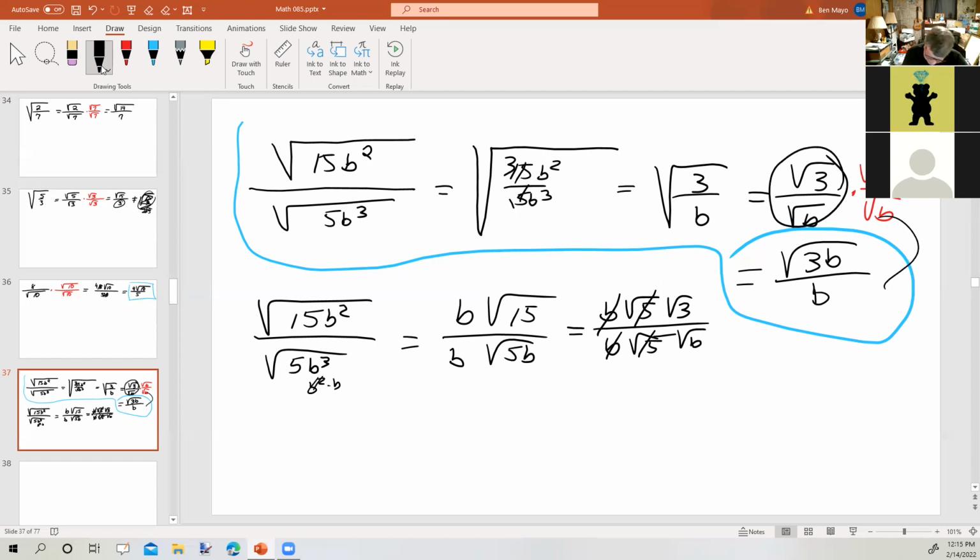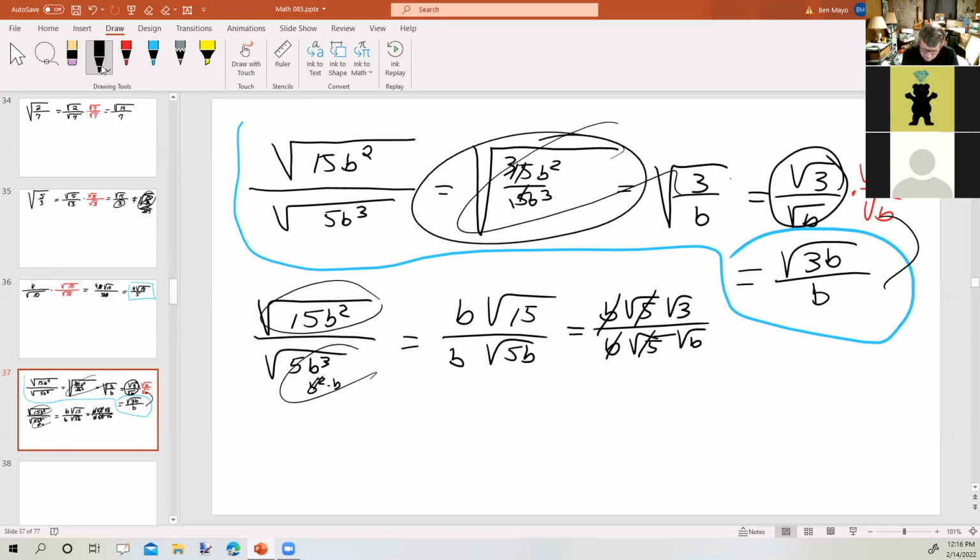So, you know, is it better to put them together and reduce it like I did here, or simplify each thing separately and then put them together? I kind of lean towards this one, but they both work. Just be careful. Let's see here.